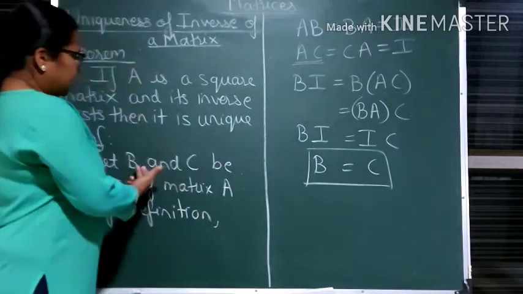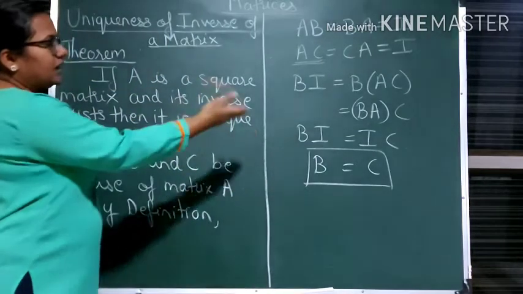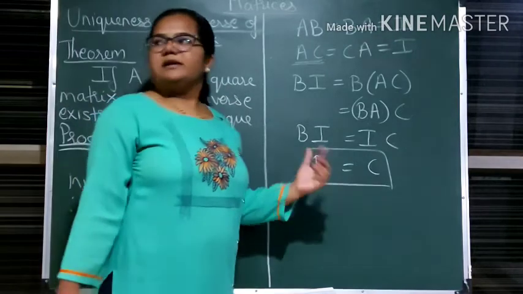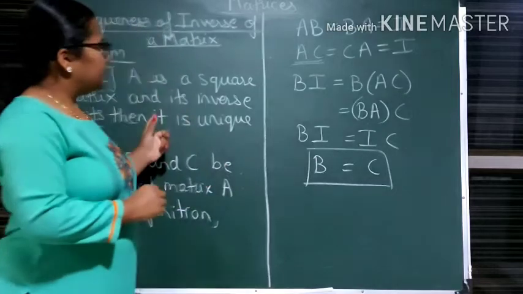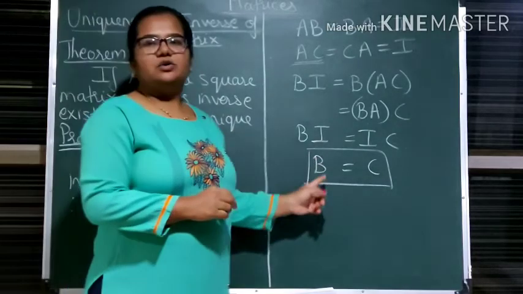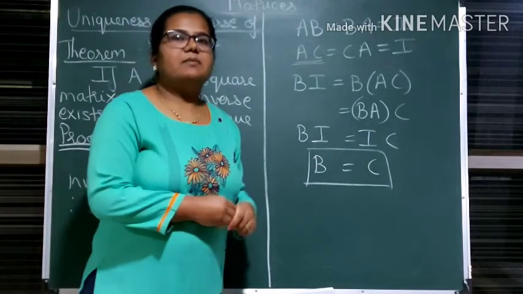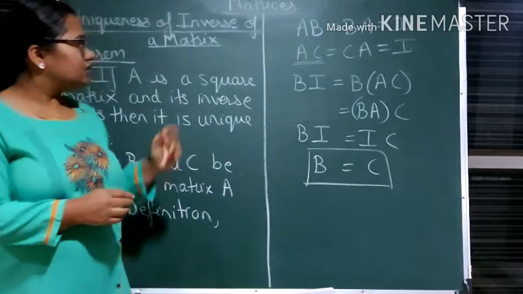That means if you are saying there are two inverses of the matrix, at the end you are getting that both the matrices are equal. So here you can see that if the inverse of a matrix exists, it is unique, that it is one and the same matrix. Yes, understood the theorem?